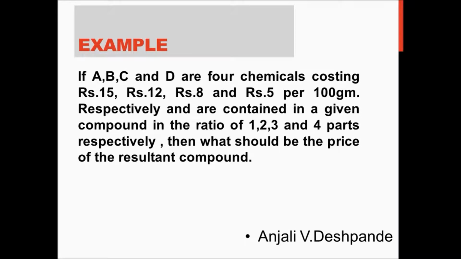Now in the second example, we shall see what is the change from the earlier example. Here once again the problem statement is that there are 4 chemicals A, B, C and D and their costs per 100 grams are given. They are contained in a compound in the ratio 1, 2, 3 and 4 parts. Then what should be the price of the resultant compound? So let us see how we are going to go about this.